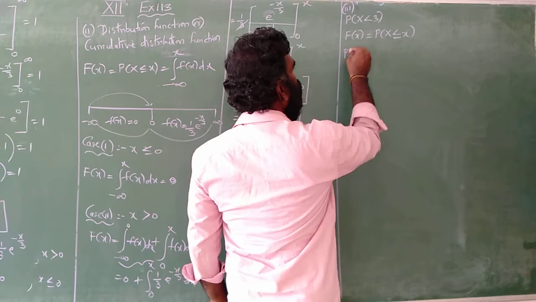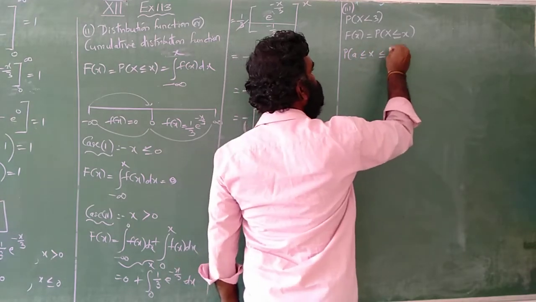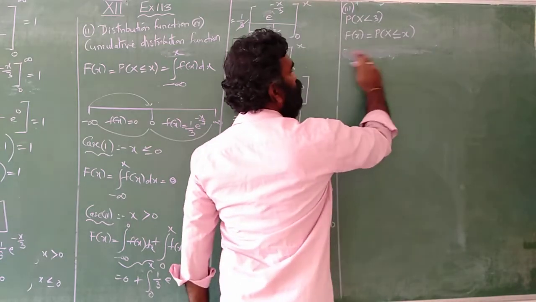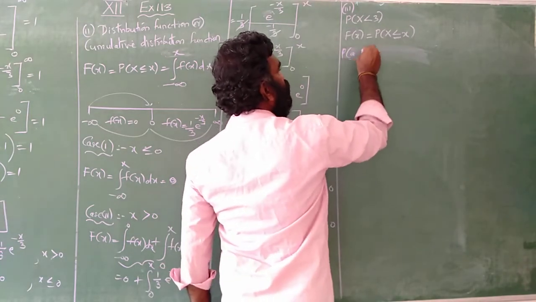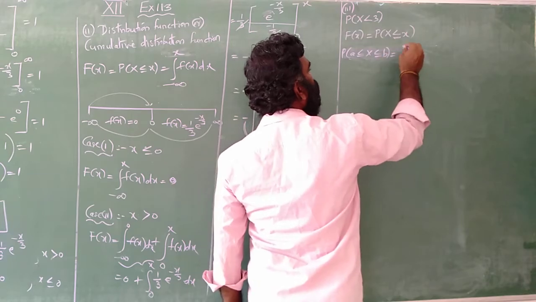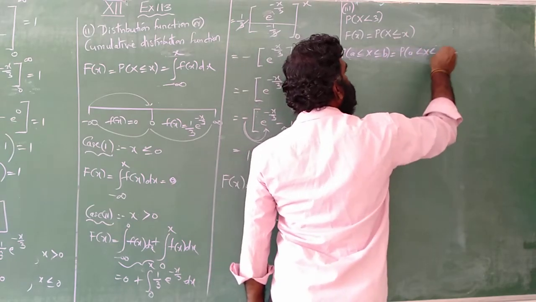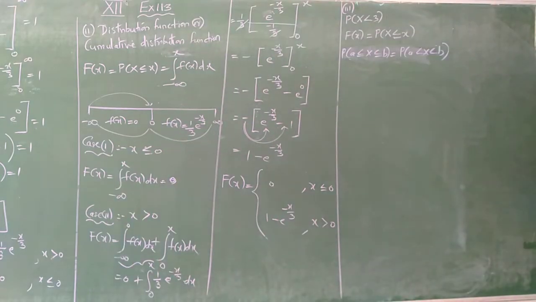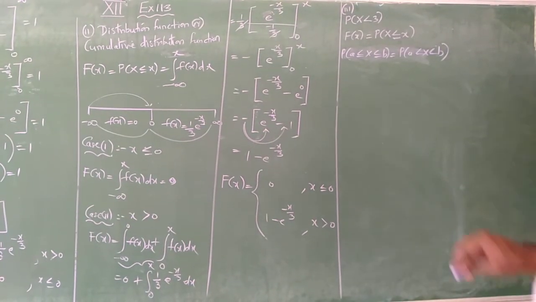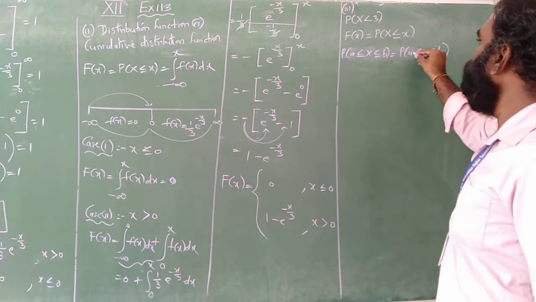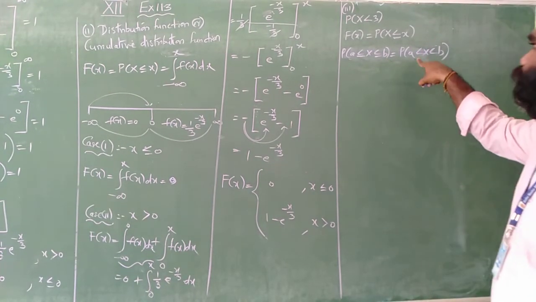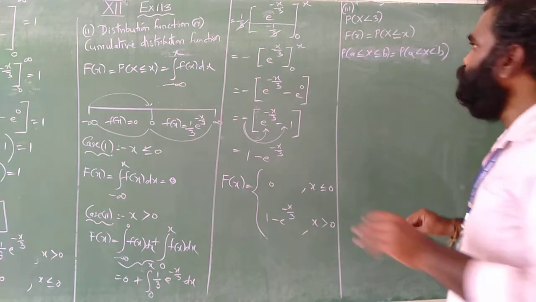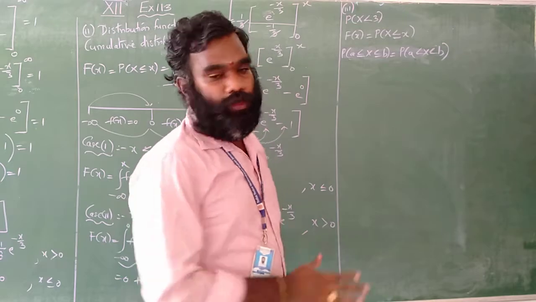For example, P of a less than or equal to x less than or equal to b, we can write F of b minus F of a. We can write P of a less than or equal to x less than or equal to b, and we can write P of a less than x less than b. We don't need to worry about equal symbols because of the continuous distribution function. Here equal to is present, here not, but both are the same for continuous. The same we are going to use here also.